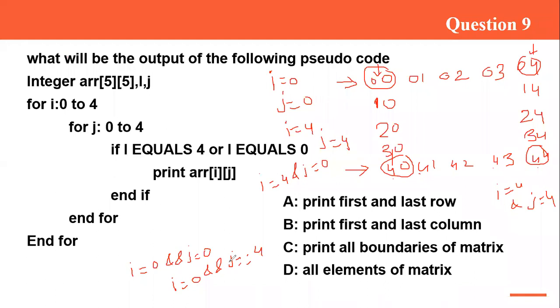Okay, generalized condition if I want, right? I would have written it as I equal to 0 and J equal to 0 because 0, no problem. Next, the second condition: I equal to 0 and J equal to size of the array minus 1. I would have written it like that.